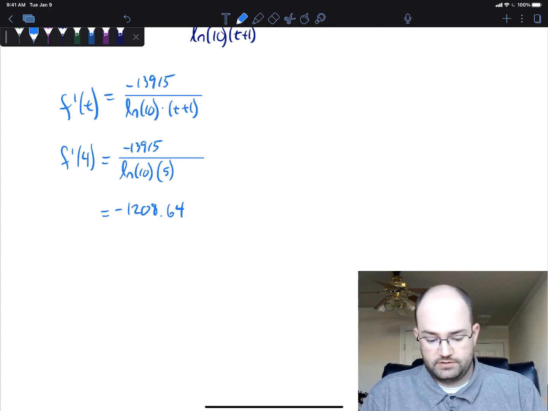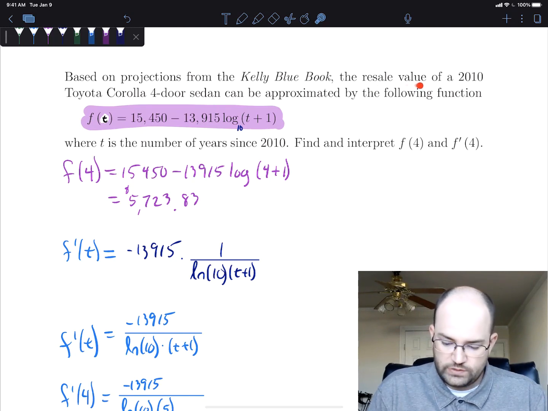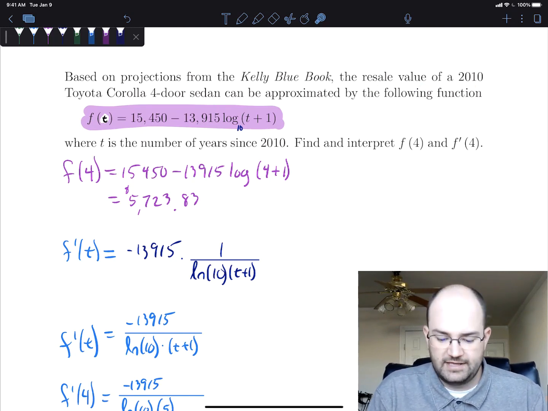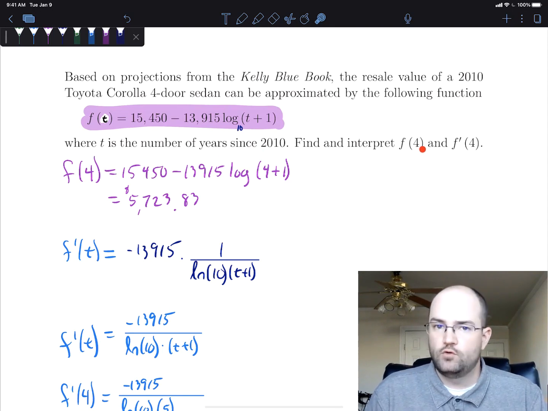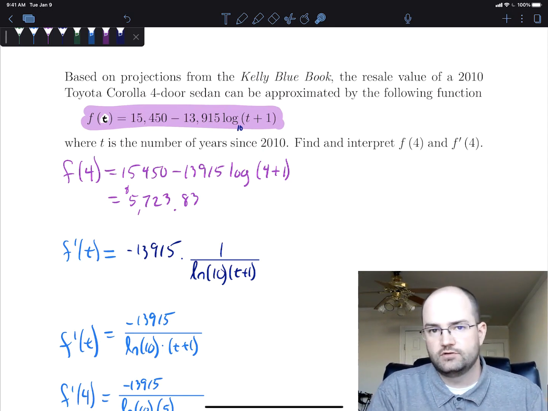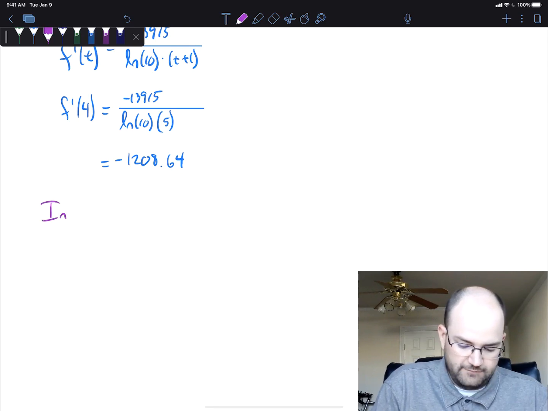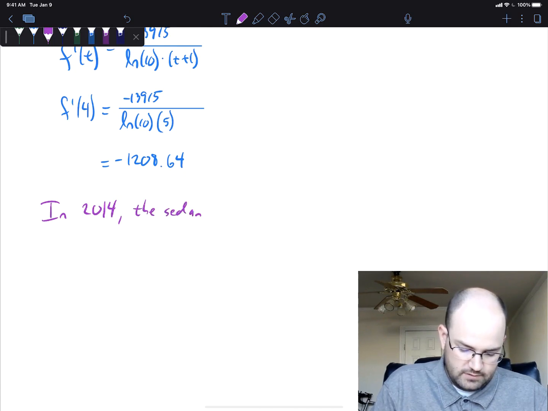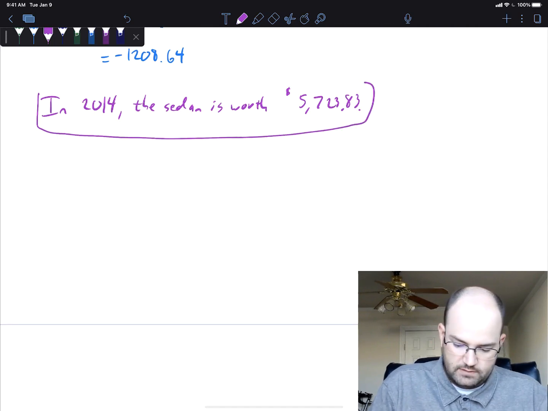Now, I just found what these are, and so we need to also interpret this. f in this function is the resale value of a 2010 Toyota Corolla four-door sedan. t is the number of years since 2010, and if t is 4, the number of years after 2010 is 4, so 4 plus 2010 means in 2014, the sedan is worth $5,723.83. That's what f of 4 means.